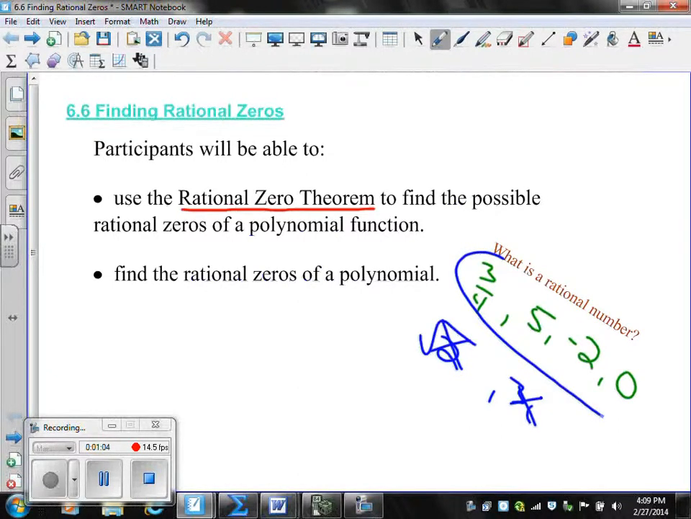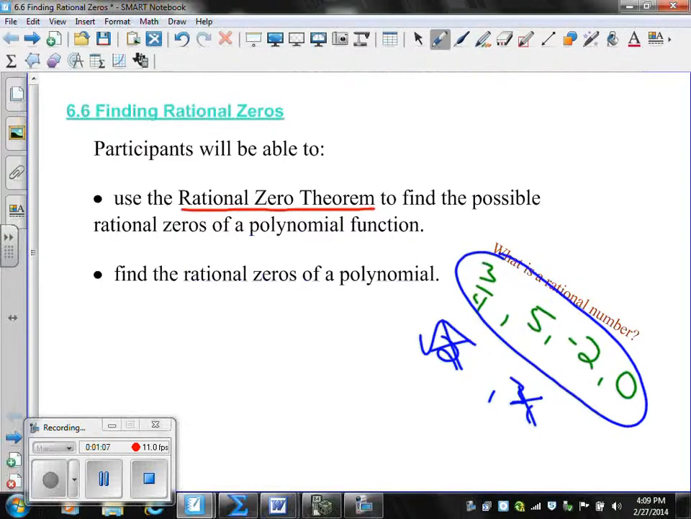Irrational numbers are basically anything with a square root, like the square root of 2, or anything that has a complex number, like 3i. So these are numbers that we're not going to find, at least not initially, through the rational zero theorem. We're going to be sticking up here with the numbers in the green that we're going to get.